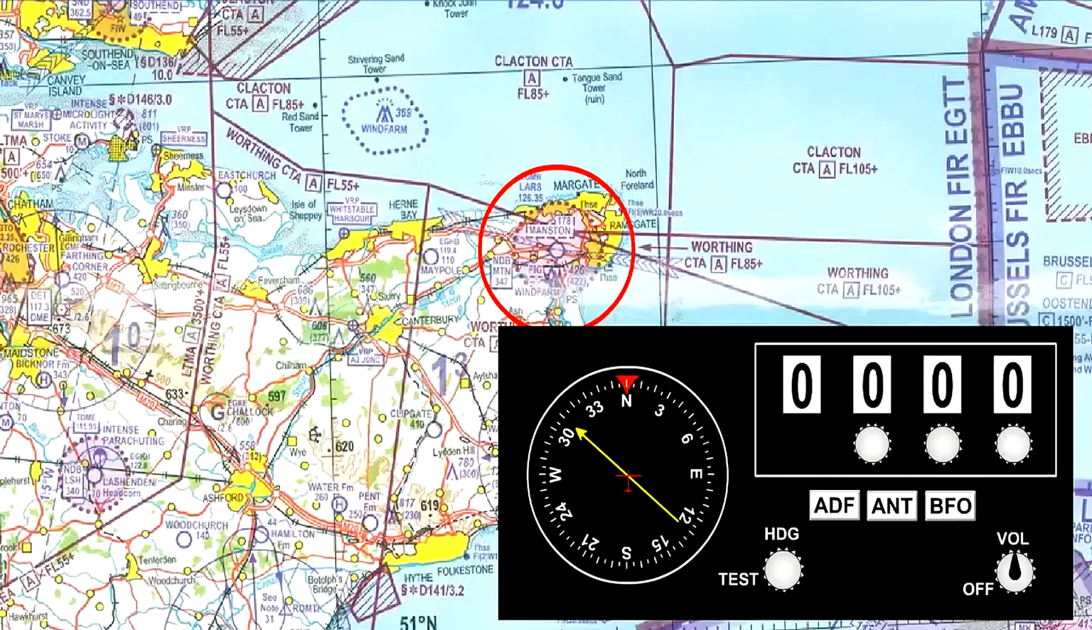The first thing to do when planning to use an ADF is to find its location, its designator, and its frequency, all of which can be found from aviation charts. Here, we see the NDB at Manston with a designator MTN and a frequency of 347 kHz. There are several others on this extract. See if you can find them.